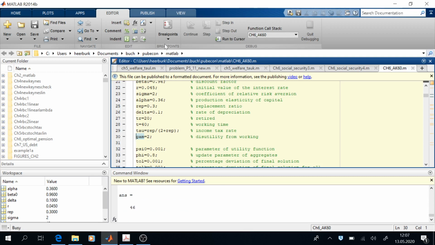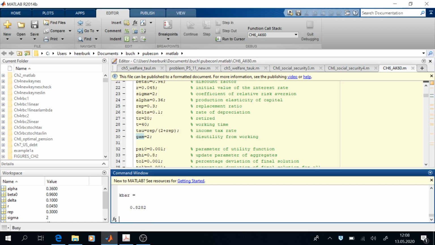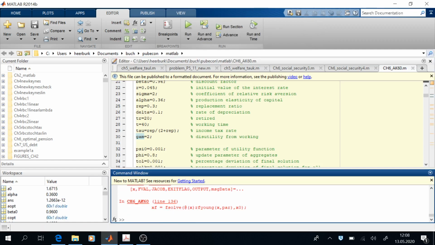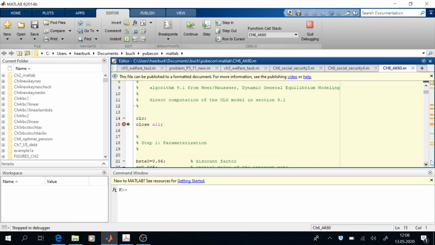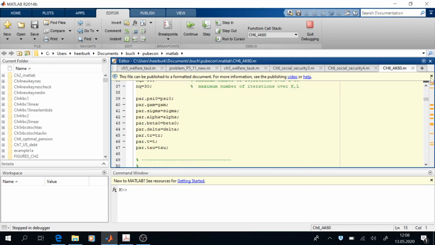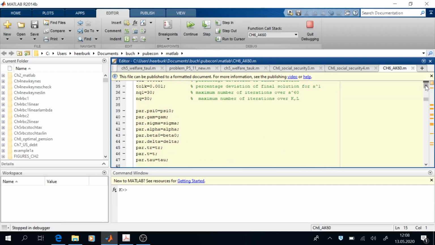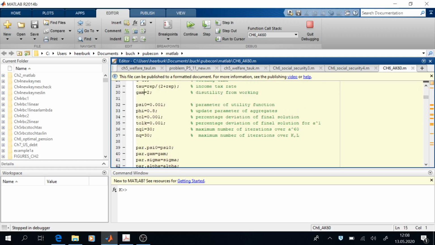Oops, sorry. Gotta stop the program, sorry for this. And rerun. I hit the wrong button. So let's get back to gamma equal 2 here in our calibration. Run to cursor and press step rather than continue. Sorry for this.